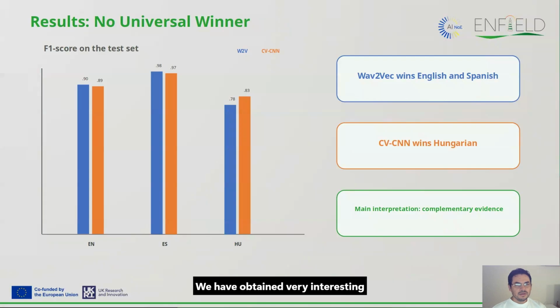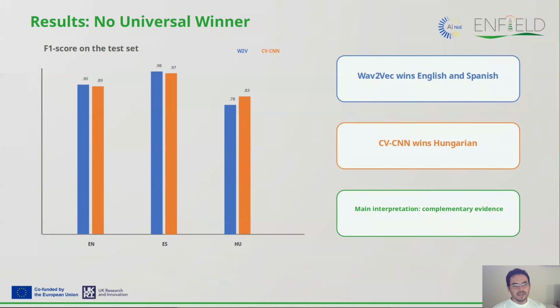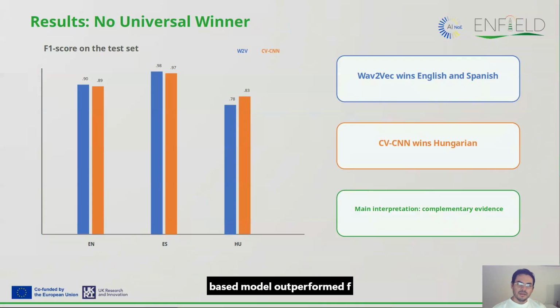We have obtained very interesting conclusions from our project, from our study. We observed that the transformer-based model outperformed for the languages with a high amount of data, but for the underrepresented language included in our study, the complex-valued algorithms performed better compared with the other one.